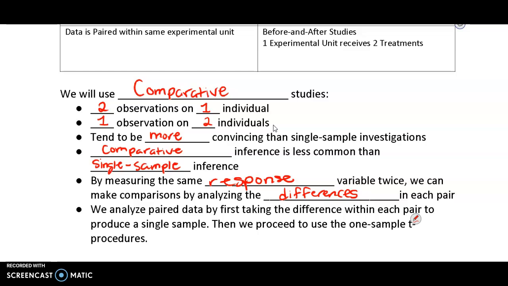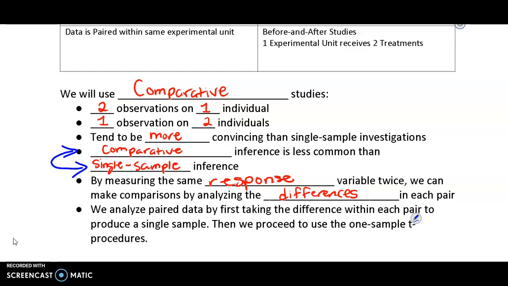Now, comparative inference is less common than single sample. That should have been flipped. My apologies, y'all. Give me one moment. As you can see, I just caught that. So it's actually single sample inference is less common than comparative inference. The reason being is that, again, one time, one sample doesn't really mean much, but comparing different populations or the population mean difference gives me a little bit more of an understanding.